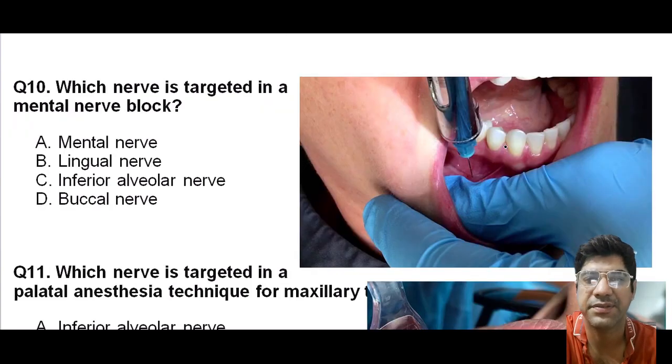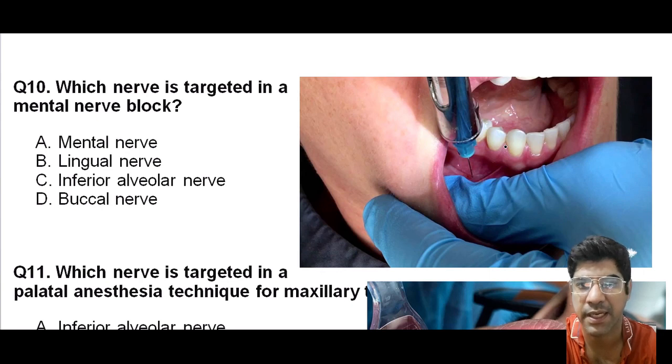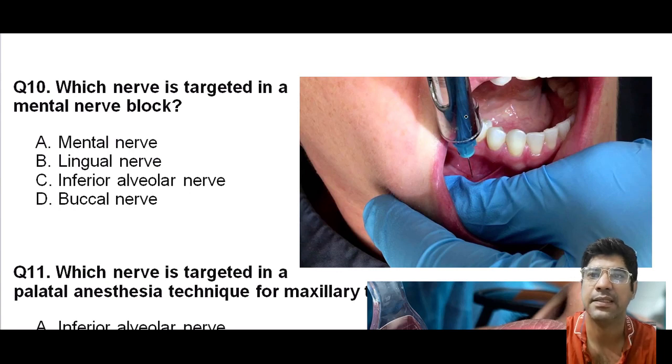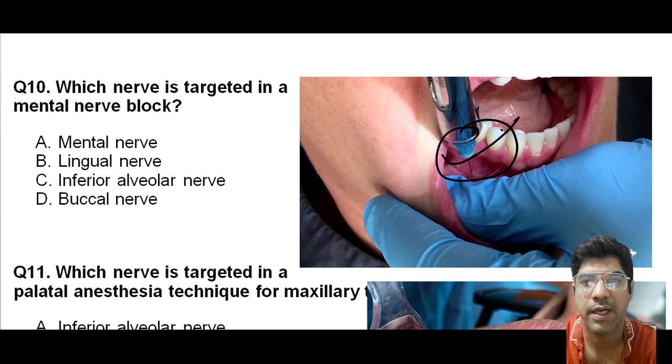Which nerve is targeted in the mental nerve block? The answer is the mental nerve. A mental nerve block specifically targets the mental nerve, which provides sensory innervation to the lower lip and the chin, whereas the lingual nerve is responsible for sensory innervation to the anterior 2/3 of the tongue, and it is not the primary target of the mental nerve block.